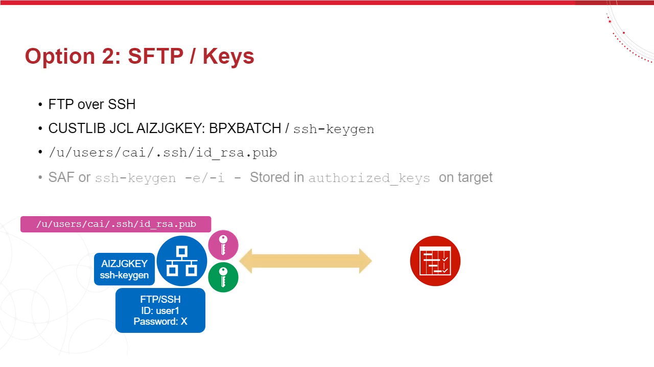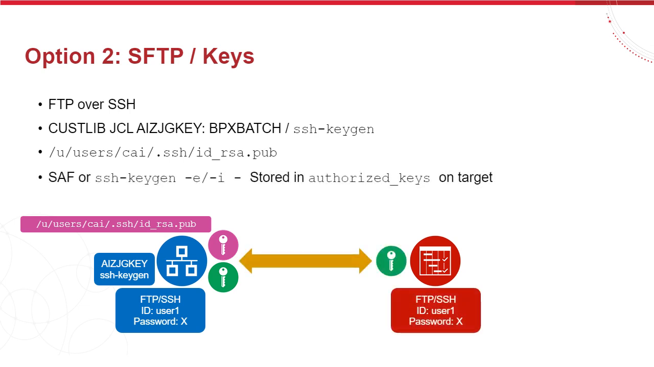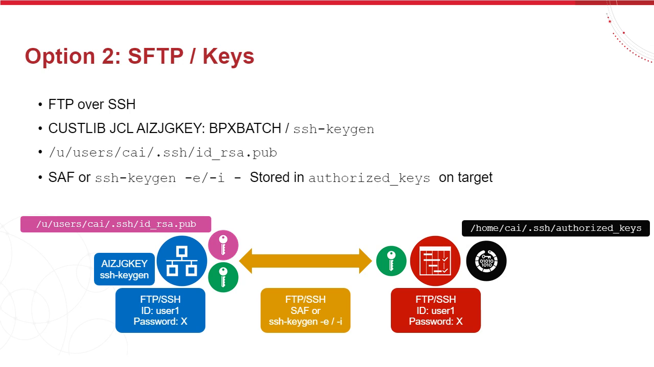Then we send the public key as a flat text file to the AAI host using either System Authorization Facility or the ssh-keygen command with options -e or -i. The public key is imported in the authorized_key file found in the target user's directory under .ssh. This user was created during the prep phase. Remember that the directory dedicated to USS file storage must be added to the instance configuration settings if using SFTP.